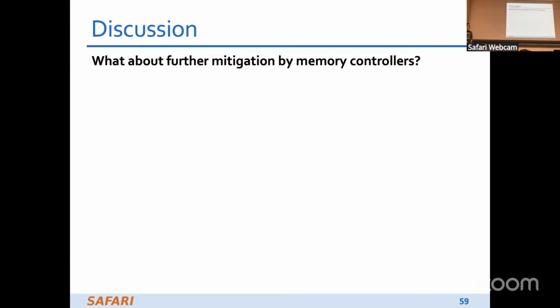My next question would be, what about further mitigation by the memory controller? So what else do you think the memory controller could contribute to this problem? Or should they even contribute to this problem, maybe?